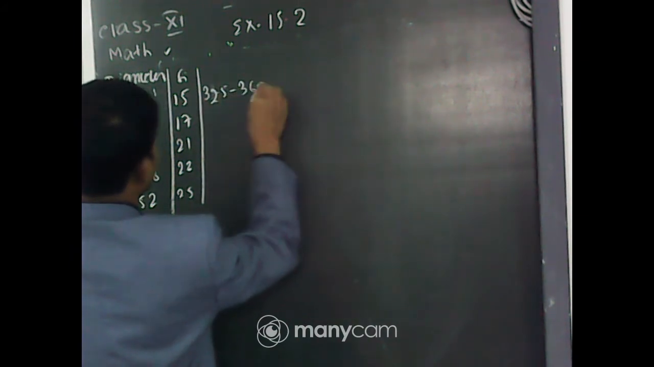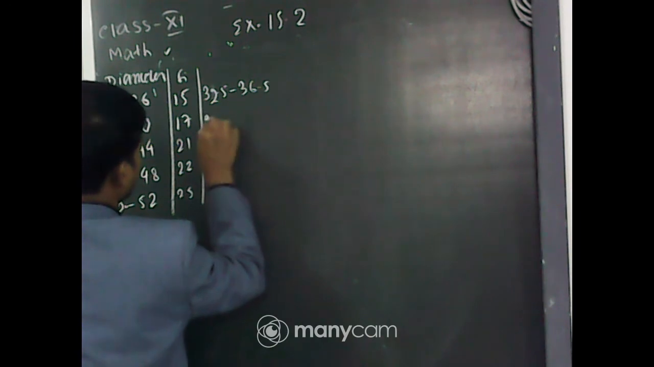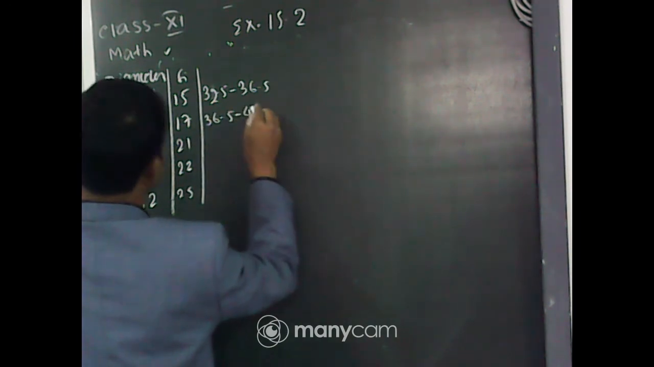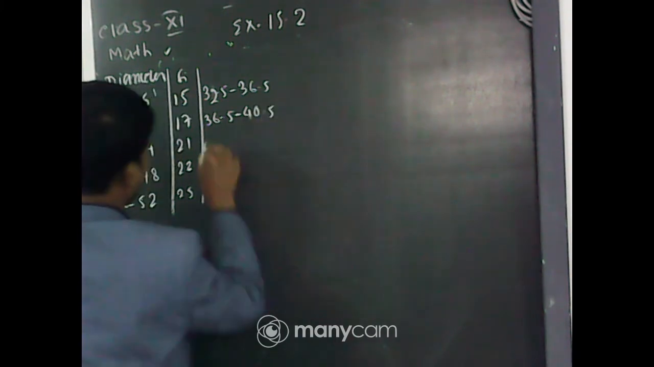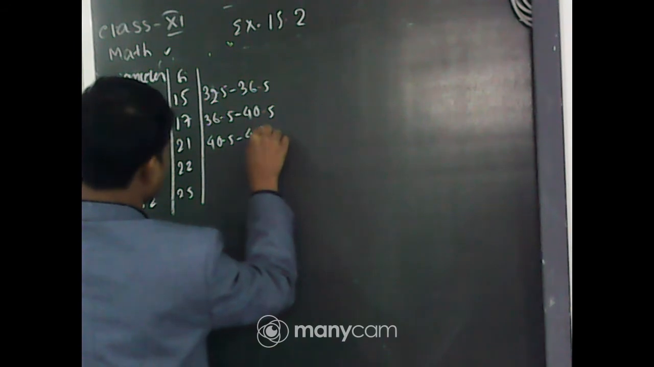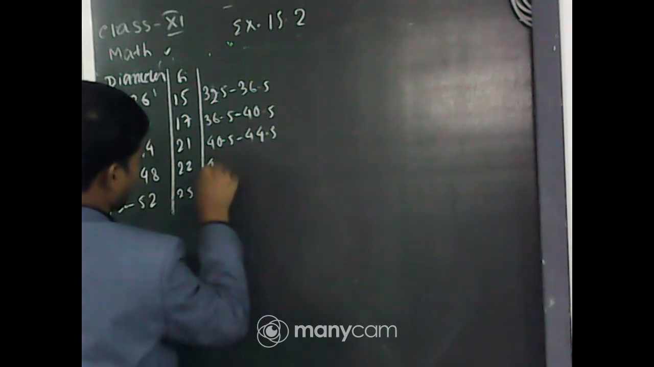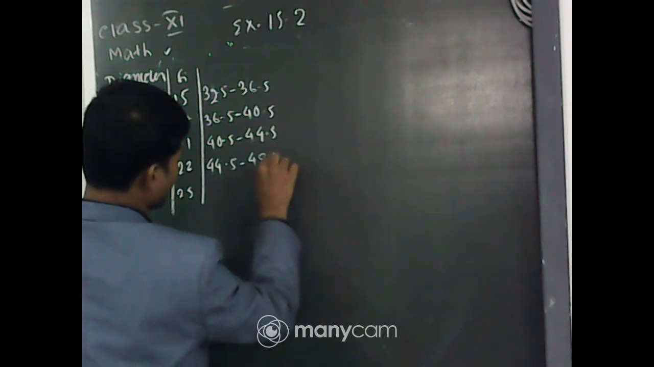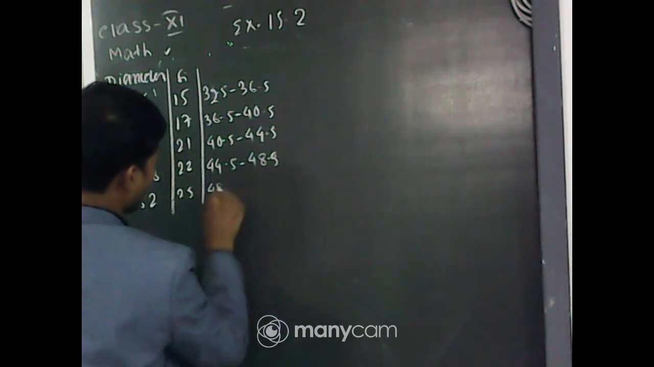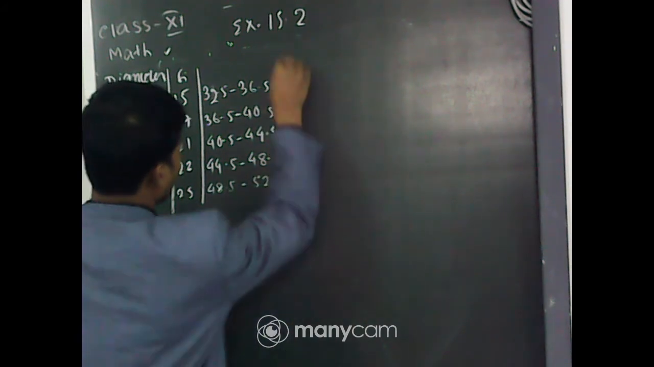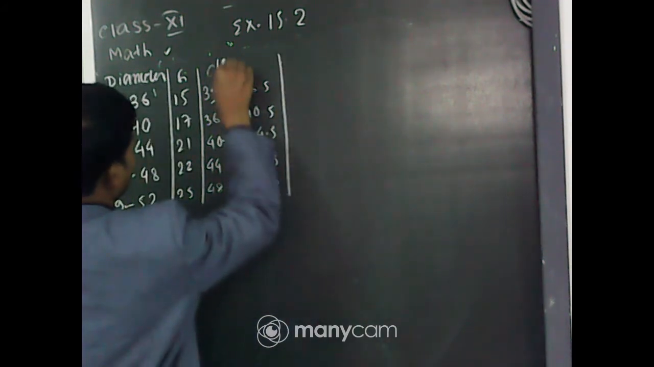32.5 to 36.5. Next 36.5 to 40.5. Next 40.5 to 44.5, 44.5 to 48.5, and now 48.5 to 52.5. This is the class.